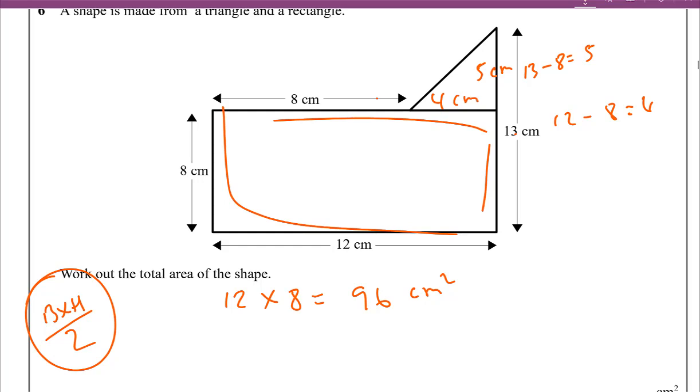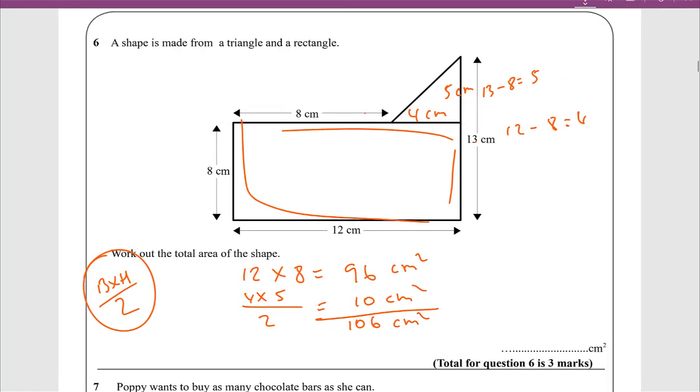Now all we have to do is base times height divided by 2. So base is 4 times height 5 divided by 2. That will give us 20 divided by 2, which is 10 centimeters squared. And then add them together. That will give us an answer of 106 centimeters squared. And that's our answer. So 106 centimeters squared.